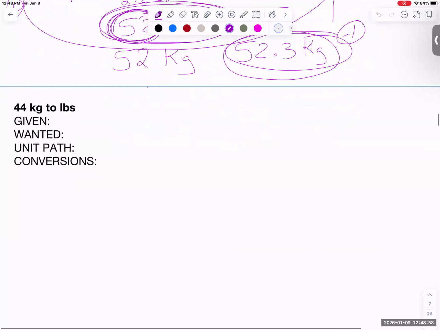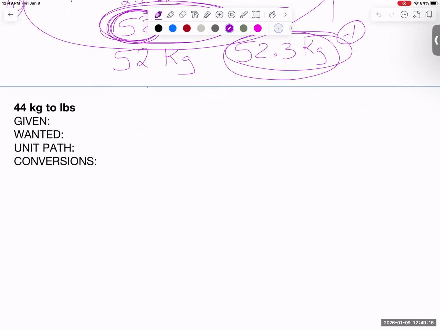So what did everybody get for 44 kilograms to pounds? I see a lot of different answers. So we're going to do this one together. All right, no worries.